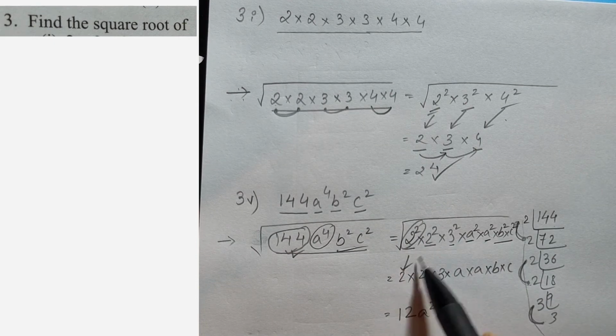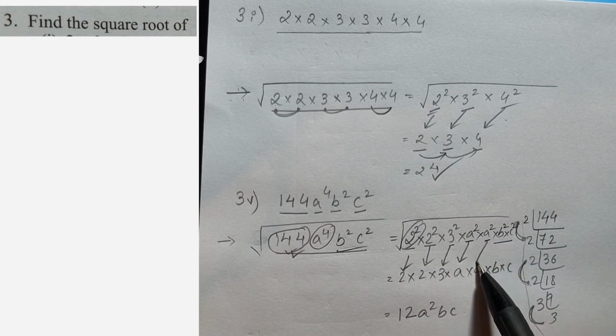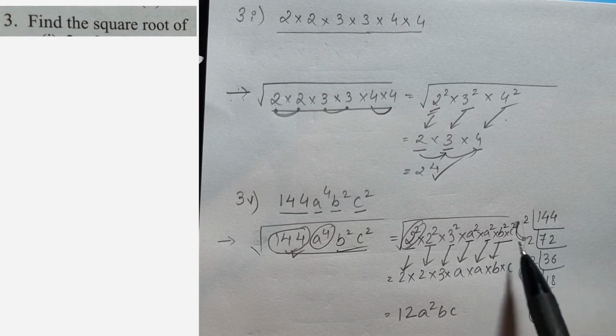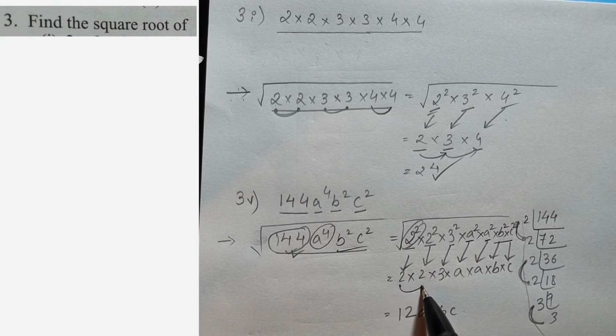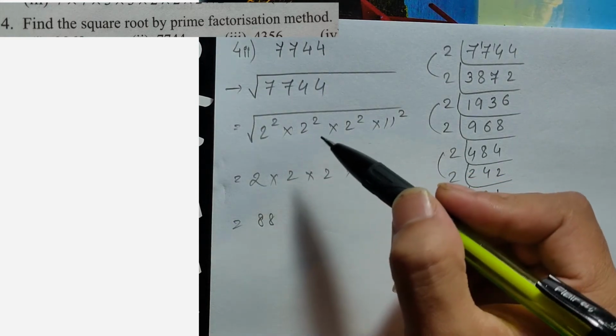So 2 square when it comes out will become 2, 2, 3, a square will become a, b square will become b, c square will become c. So you get 2 into 2 is 4, 4 3s are 12, a into a is a square and b into c. Let us see one more question shown on the left hand side of your screen.